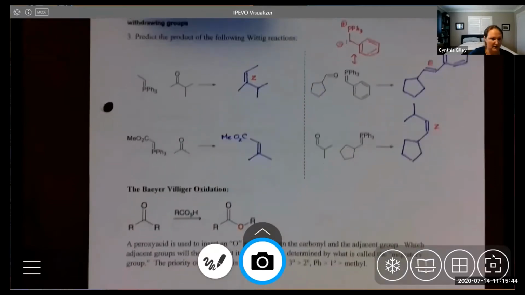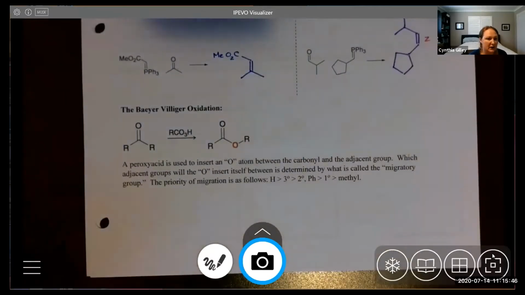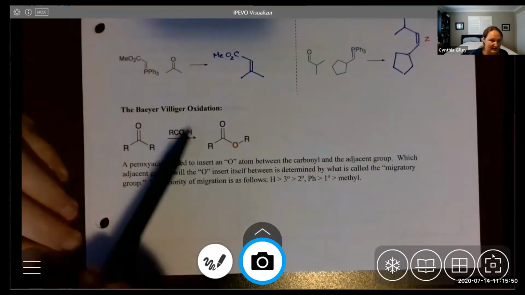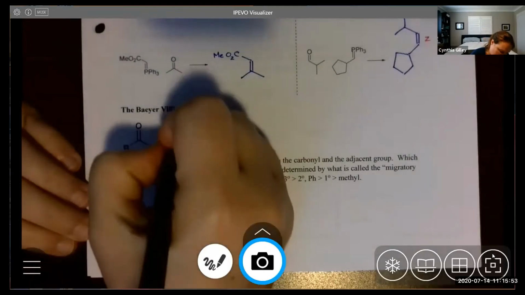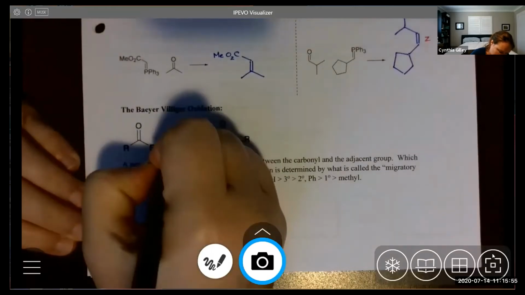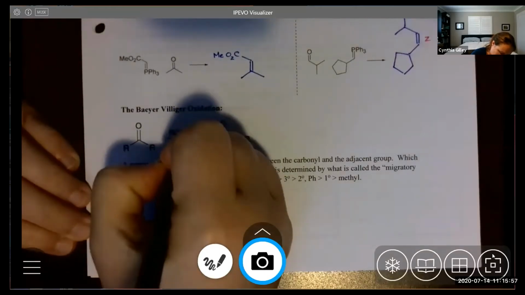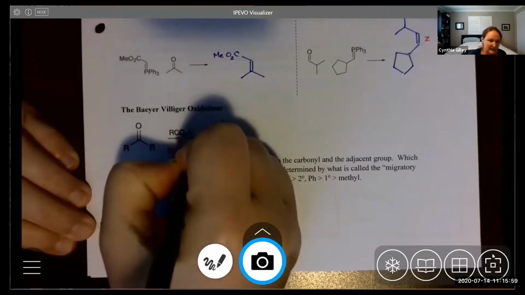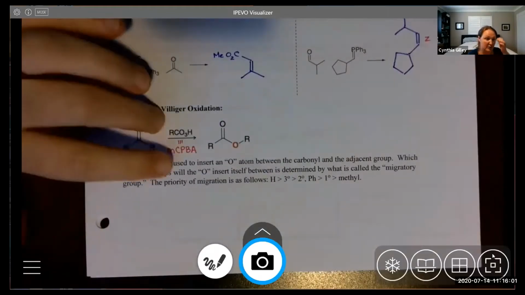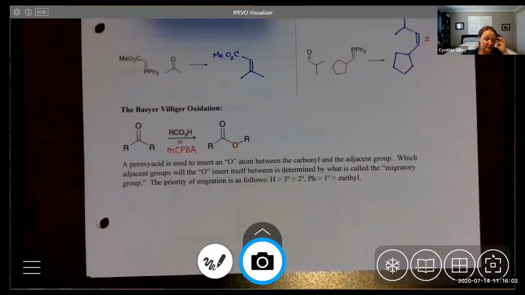Moving on, we're going to start talking about the Baeyer-Villiger oxidation. The Baeyer-Villiger oxidation uses a peroxy acid. So you can think of RCO3H as sort of equivalent to mCPBA. When you see those, they are interchangeable ways of saying the same thing.